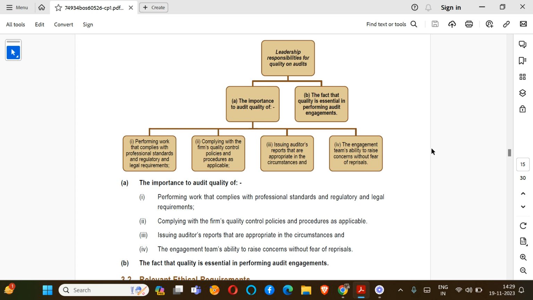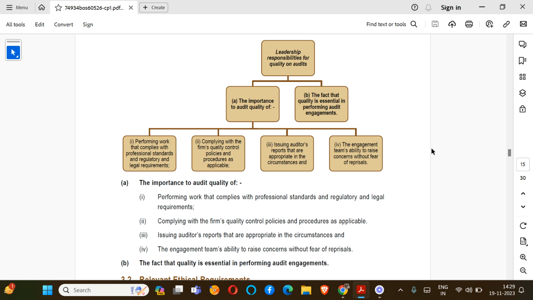So why is it important to maintain audit quality? What do you think, why is quality important? Look, first of all, we are not performing audit because we want to. We have to. Okay? Why do we have to? Because there are PRL requirements. Simple. So we have to comply with professional standards, regulatory and legal requirements.